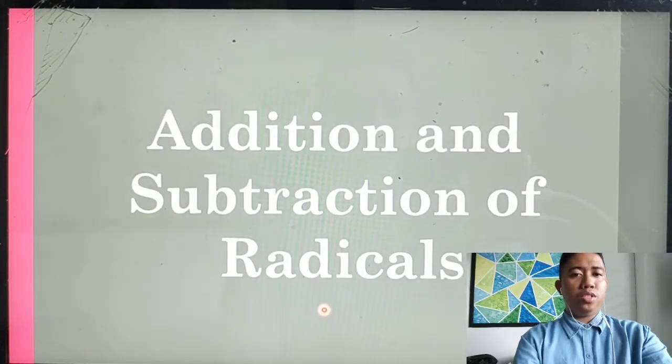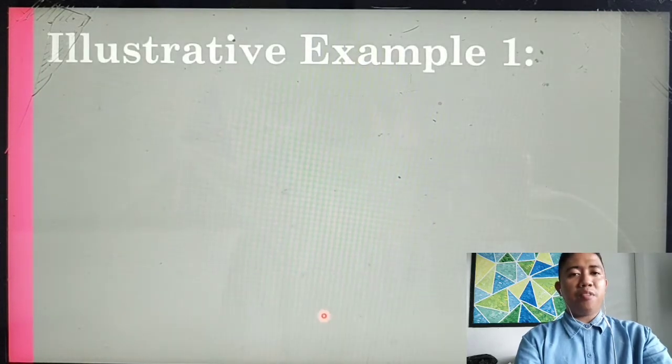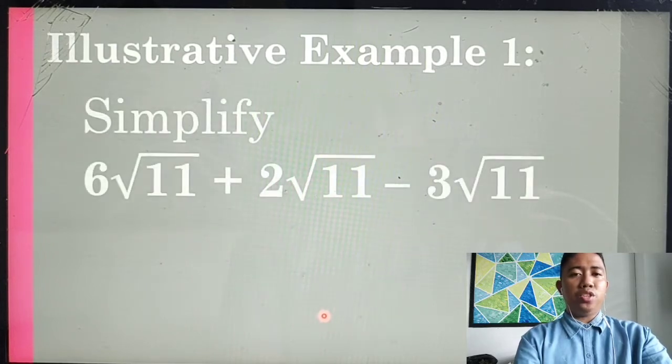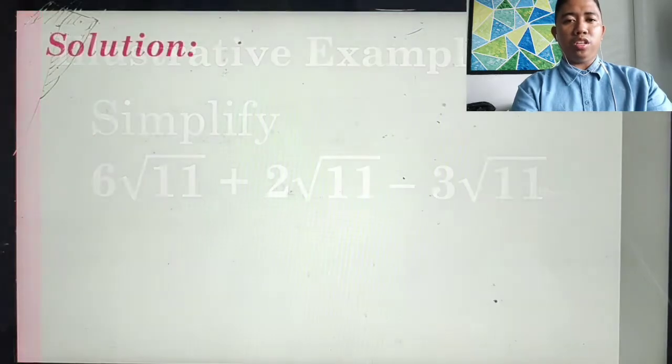To simplify radical expressions through addition and subtraction, I will present some illustrative examples. Let us begin with our first illustrative example, number 1. How will you simplify 6 times the square root of 11 plus 2 times the square root of 11 minus 3 times the square root of 11? To simplify the given radical expression, here is our solution.